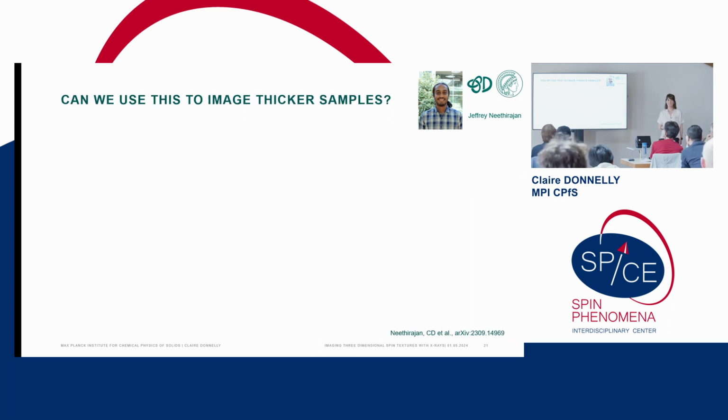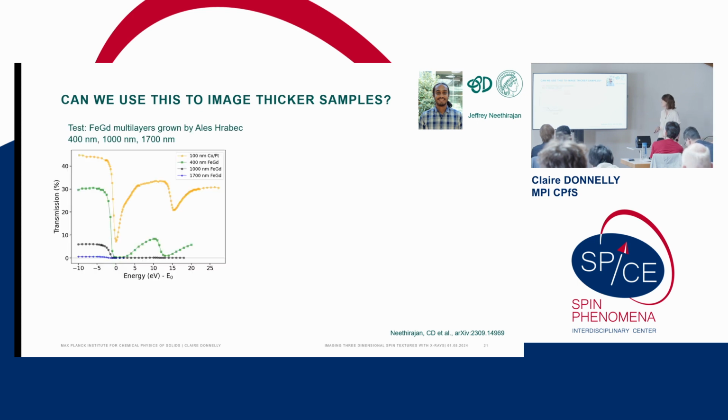And of course, we didn't start off with, let's say, already applied samples. We started off with some perpendicular anisotropy multilayers, iron gadolinium, of varying thicknesses going from about 100 nanometers up to 2 micrometers almost, where you can see for the 1700 nanometer thick sample, it basically saturates. We get almost no transmission except in the pre-edge.